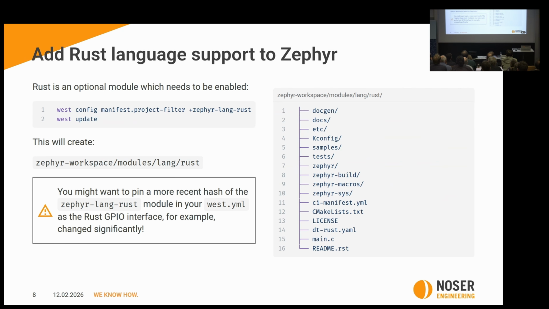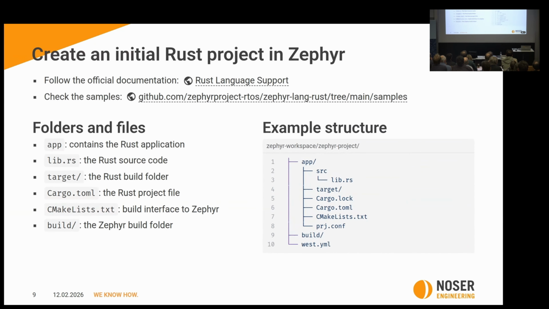Just a small reminder, if you're using or try to use Zephyr Lang Rust, you might want to pin the version, because there were some changes, especially in the GPIO API in the latest commits on GitHub. So if you use the one shipped with Zephyr 4.3, you might be a bit confused about the documentation.